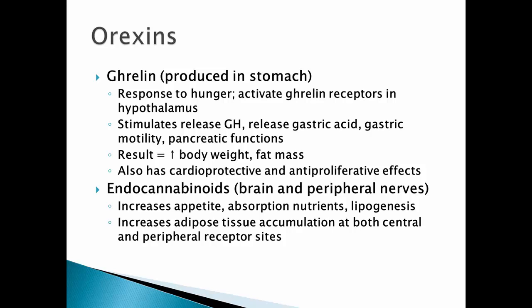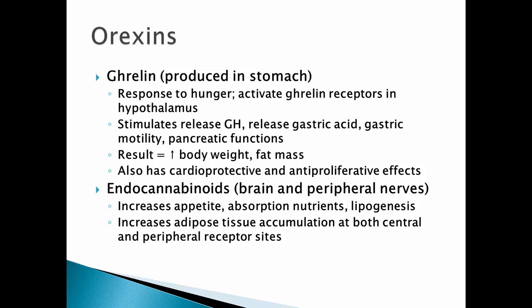So what happens then is the end result of this stimulation and the release of the acid, increased motility, and our pancreatic functions leads to an increase in body weight, an increase in fat mass, and leads to satiety. Because remember, what does an orexin do? It increases appetite, it decreases metabolism. So after we respond to the ghrelin and we satisfy our appetite, then there's a feedback loop that goes back to the stomach to turn off the ghrelin, and that's important. Remember, with all hormone systems, you have a feedback loop to turn off the hormone. In addition, ghrelin also has cardioprotective and anti-proliferative effects.